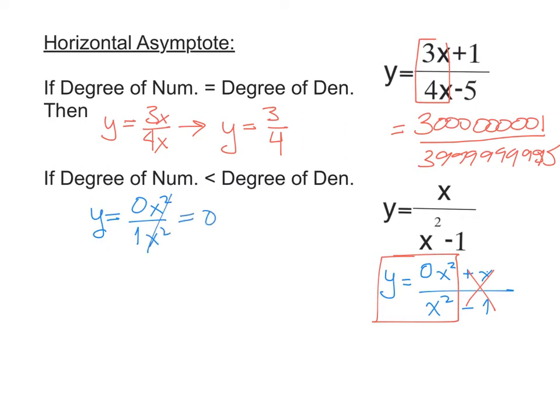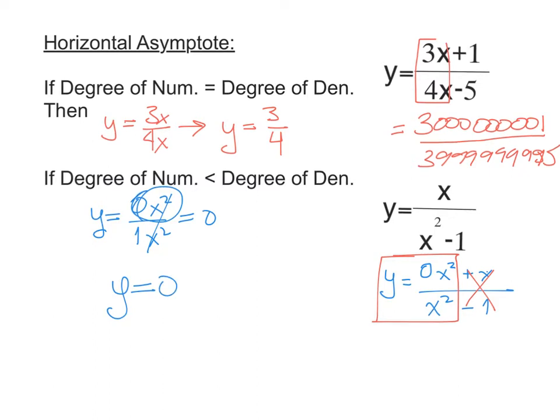And in fact, anytime the degree of that numerator is smaller than the degree of the denominator, we're going to have to add this 0 that's up on top. So that means every single time that the degree of the numerator is smaller than the degree of the denominator, the horizontal asymptote is going to be y equals 0.